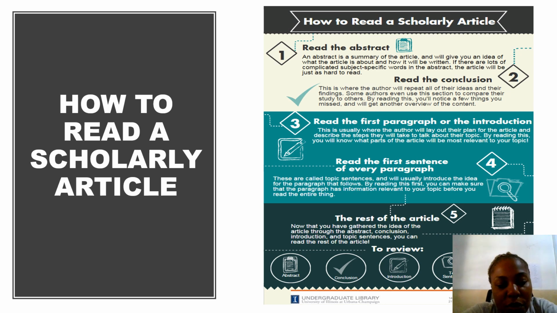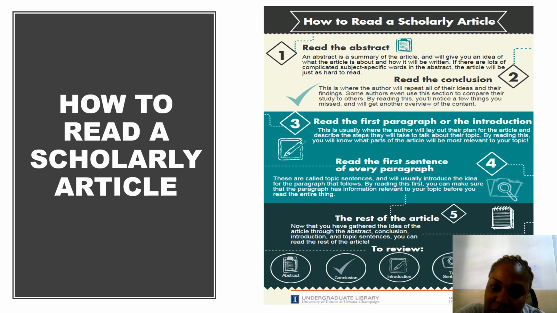Okay. So let's say now you have downloaded the scholarly article, or you found it maybe in the library. What's next? So what's next is you do this. You read the abstract. Remember the structure or the appearance of a scholarly article, which we mentioned in the earlier slide. So when you look at that paper now, look for the abstract. An abstract is a summary of the article and will give you an idea of what the article is talking about and how well it will be written. If there are lots of complicated subject-specific words in the abstract, the article will be hard to read.